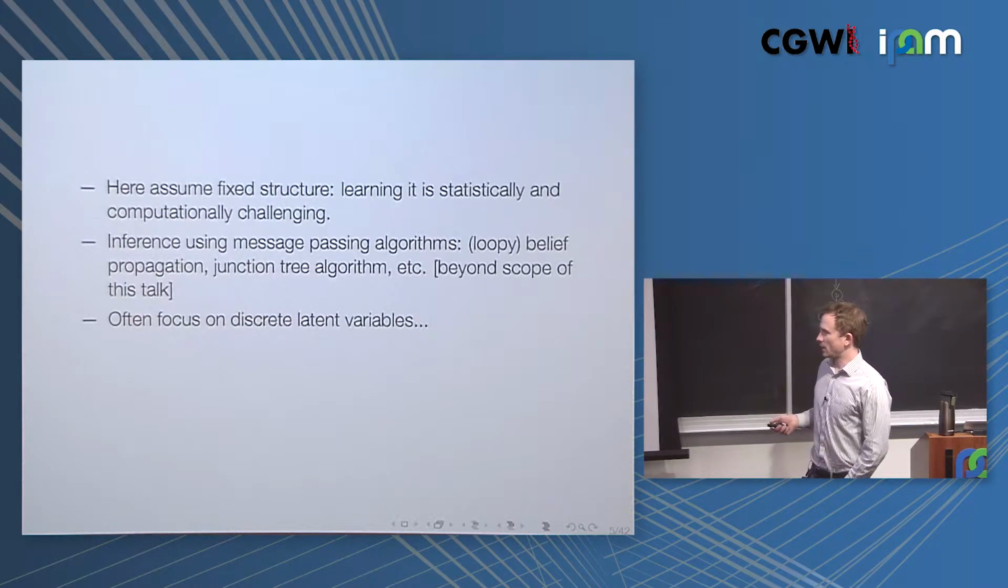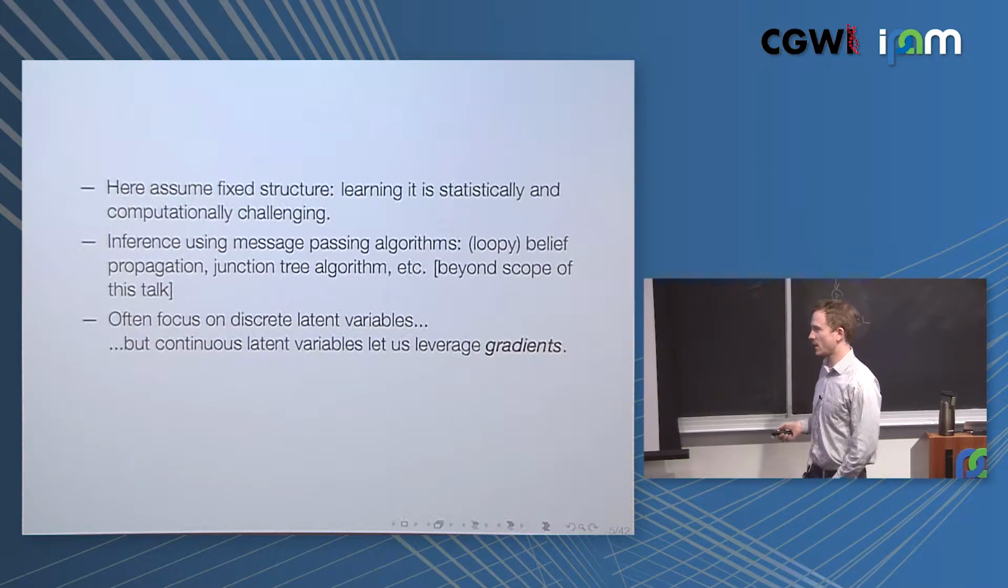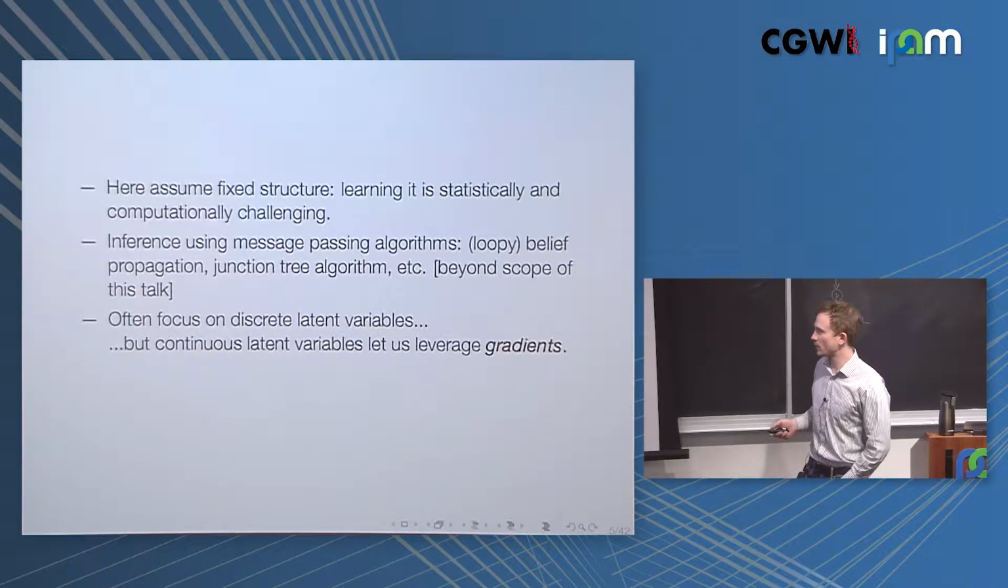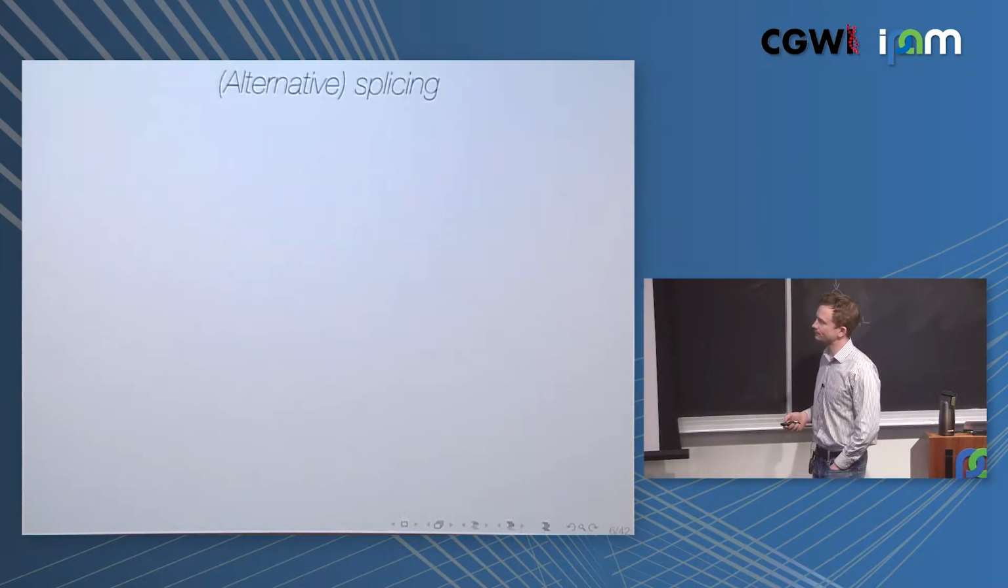So usually when people talk about Bayes nets, they often get talking about discrete latent variables. Everything I'm going to talk about today is going to be using continuous latent variables and parameters. And the reason for this is we get to leverage gradients. So remember back to our Harlem Shake example, gradients are really useful for effectively exploring a parameter space.